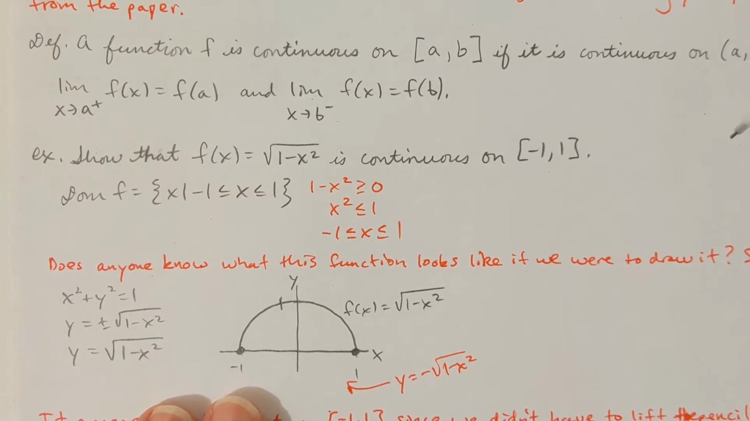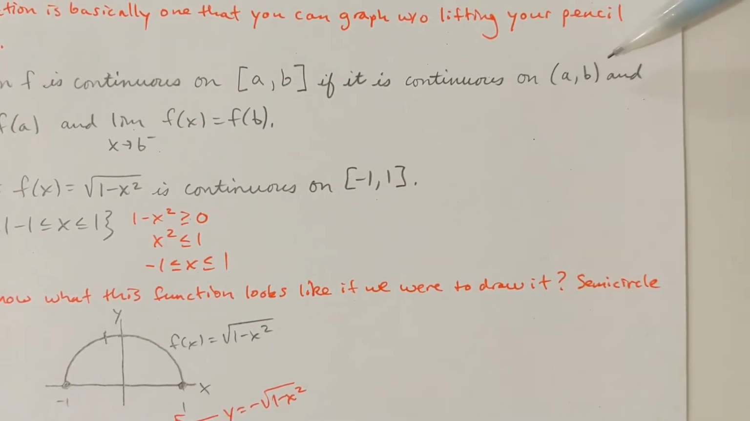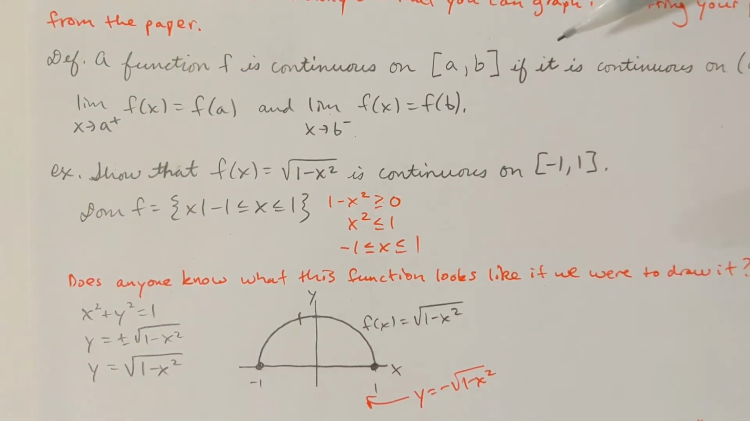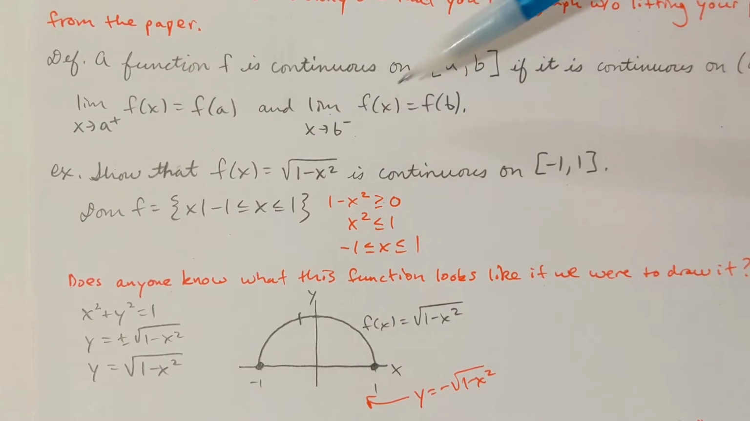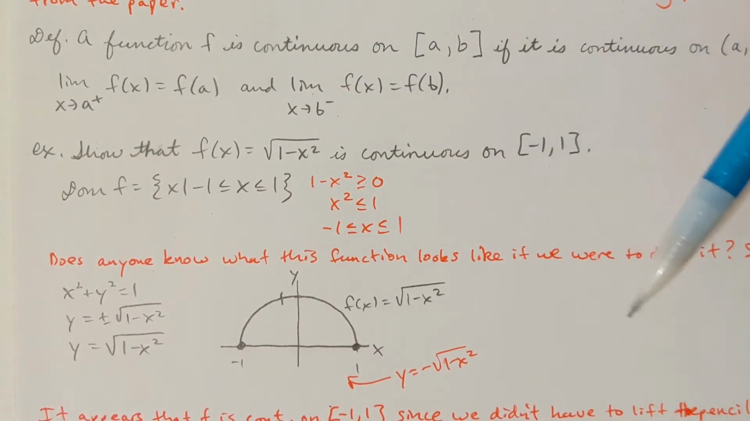Let's take a look at a definition here. A function f is continuous on a closed interval [a, b] if it is continuous on the open interval (a, b), and the limit as x approaches a from the right of f(x) is f(a), and the limit as x approaches b from the left of f(x) is f(b). So in other words, you're closing in the endpoints here with these two statements. Let's take a look at an example of using this.